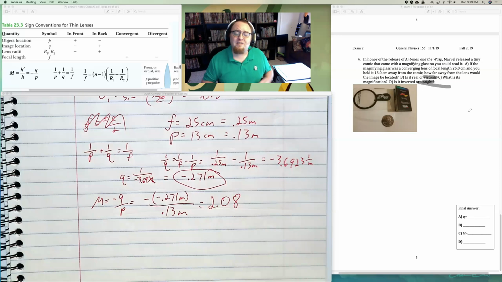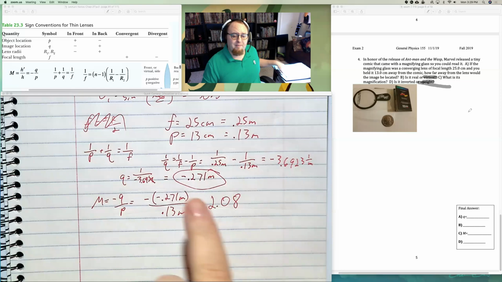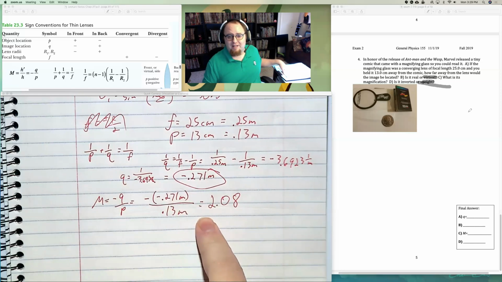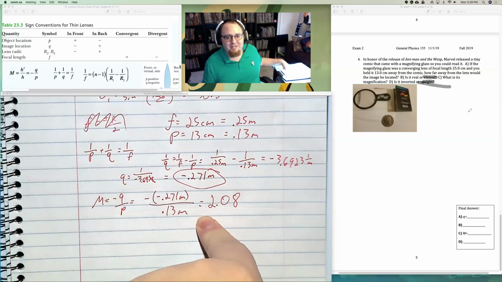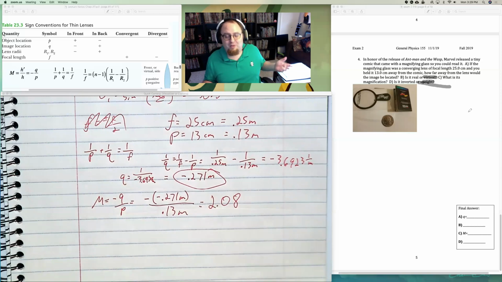I might also ask you if it's magnified or reduced. If the magnitude of m is greater than 1, it's magnified. This is 2 times bigger, and 2 times bigger means bigger. If you get a fraction, like 0.3 or 0.333, that's a third. If it's a third the size, it's smaller. Logic. But that's the general idea.